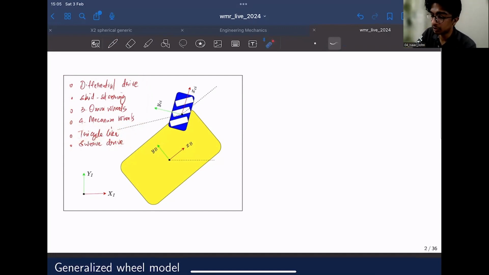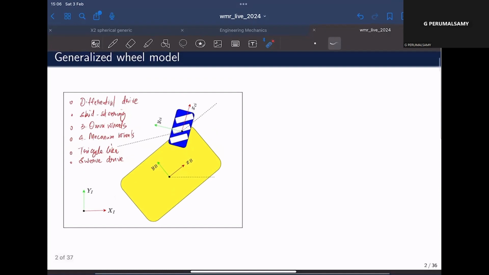In order for us to cover the kinematics of all these mobile robotic configurations, it would be very convenient to have a generalized wheel model. If you have a generalized wheel model, you can easily adapt it for any of these different configurations of wheel mobile robots. Right? That is why we call it a generalized robotic configuration.